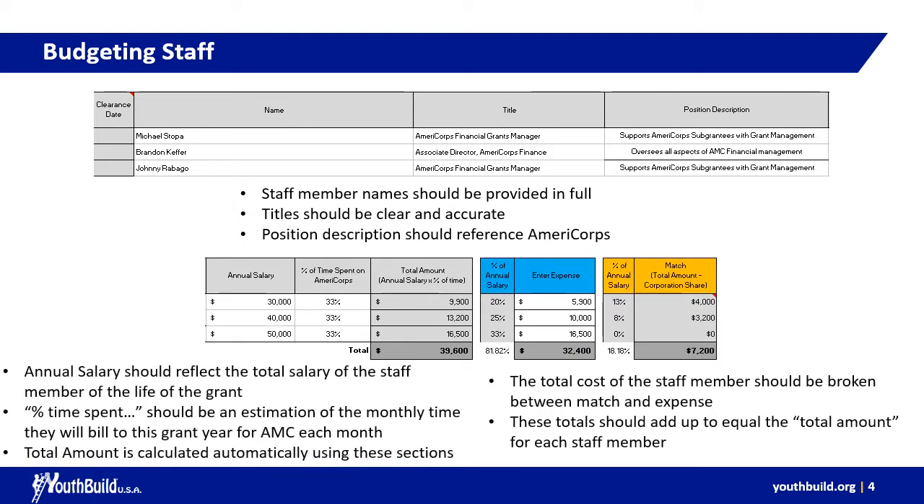After you have identified the staff members, you need to enter their annual salary and the percentage of time that each staff member will be billing to AmeriCorps and any match sources. Note that this percent should be an estimate, to the best of your ability, on how that staff member will be billing their time month to month. Staff members should be reporting actual hours worked, so your budget does not have to line up perfectly to how each staff member reports their time.